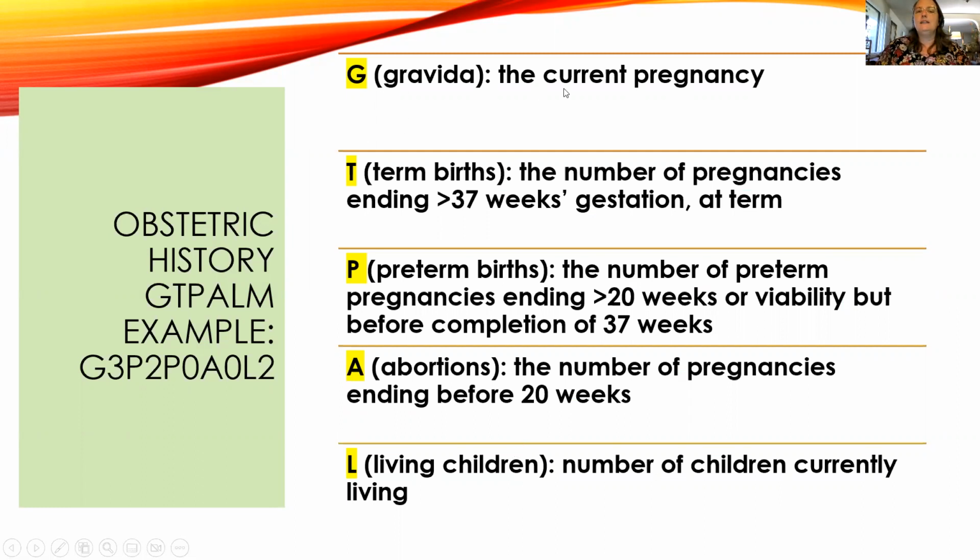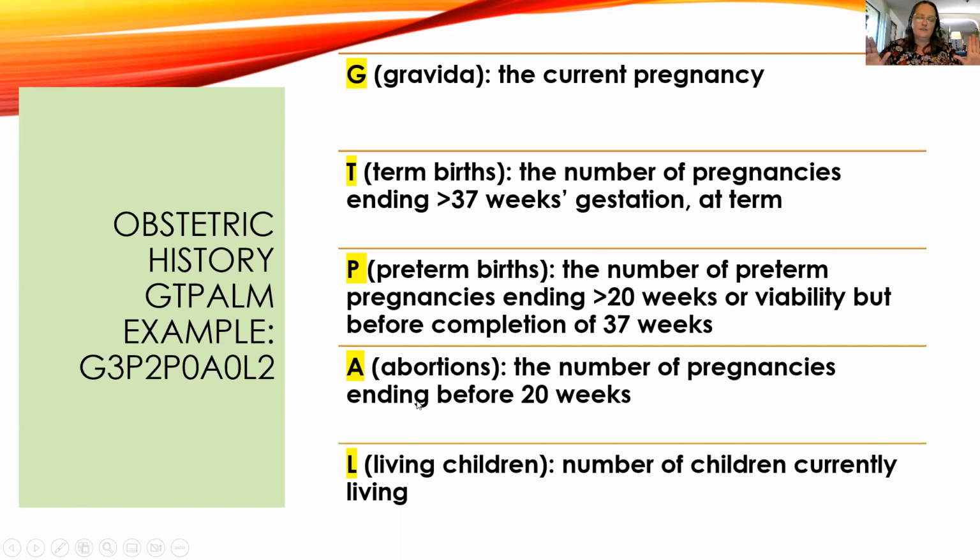So Gravida, again, includes the current pregnancy, and this is what we call the GTPALM system. So the G is still Gravida. The T is how many term births you've had. The P is how many preterm deliveries. That is, after 20 weeks, but before 37 weeks. So preterm births. The A is for abortions.